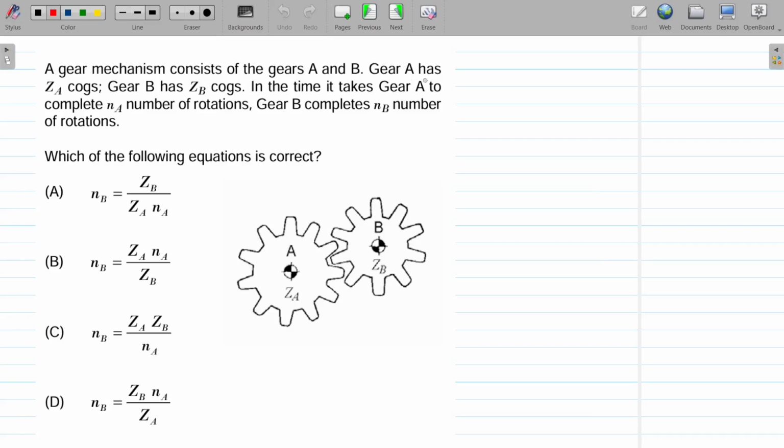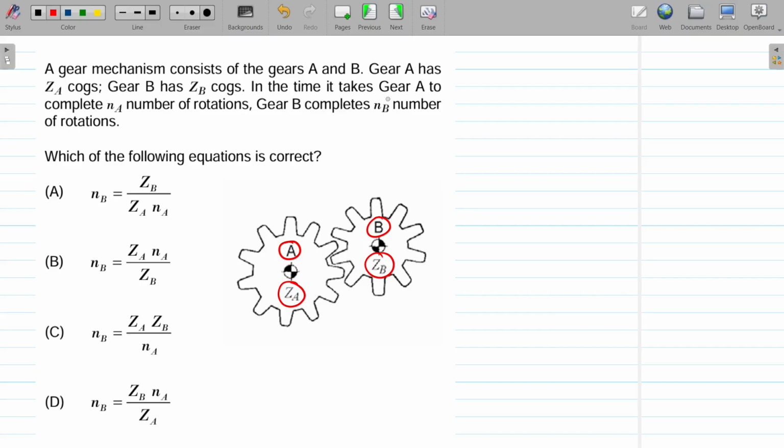So friends, let us see this question. This question says a gear mechanism consists of gear A. You can see the gear A and the gear B. Gear A has ZA cogs, so the number of teeth is ZA. Gear B has ZB number of cogs.